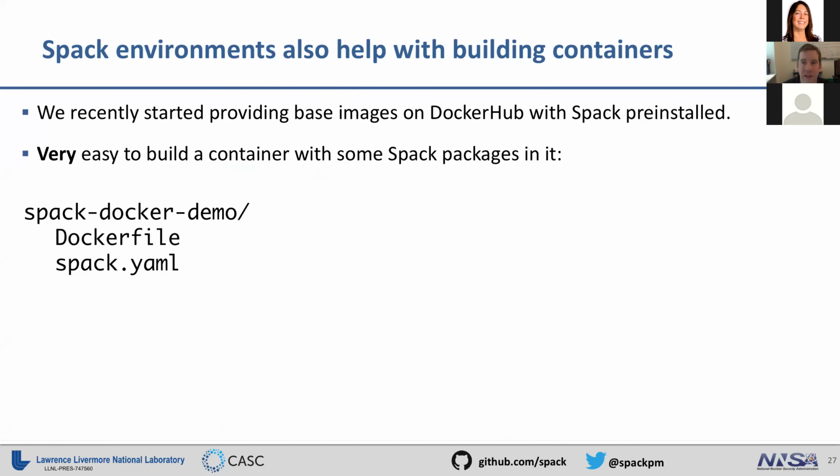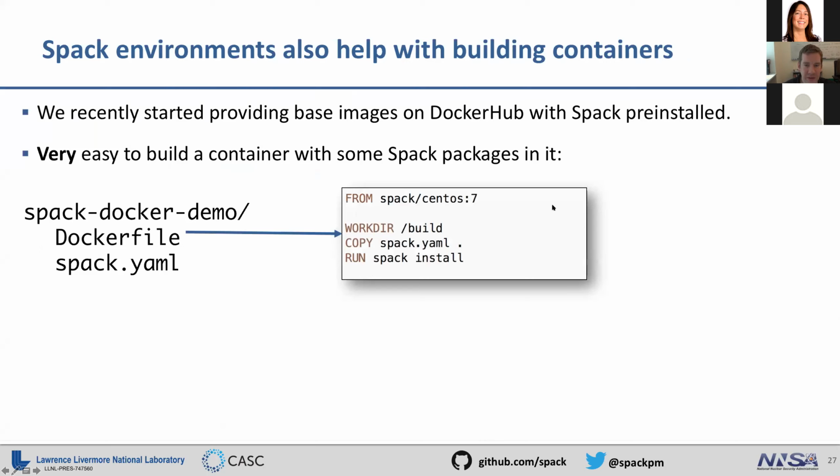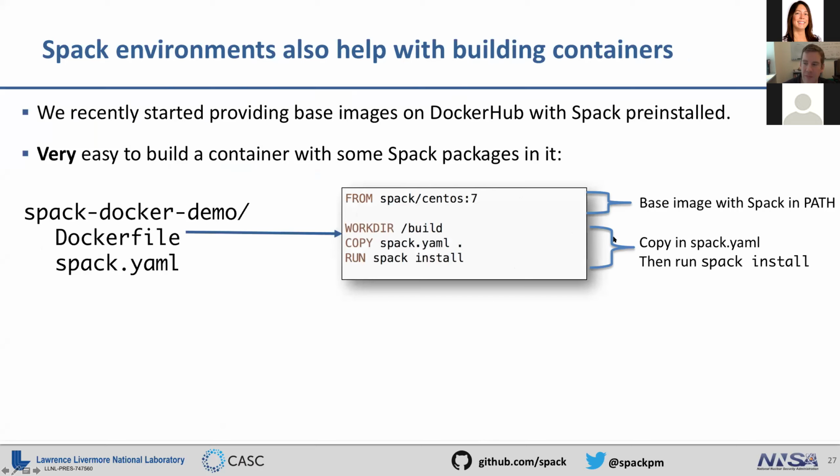The other cool thing that this enables is that we're trying to target containers as a deployment environment for Spack. We would like developers to be able to use Spack to build all the things in their containers. And so with this model, you can have one Git repo, like this Docker demo repo. You can put a Dockerfile in there, and the Dockerfile might say something like this, where you say, I want to build from this image. I want my working directory to be /build. I'm going to copy in that spack.yaml and just run spack install. And so this really simplifies the workflow for building a bunch of packages in a container.